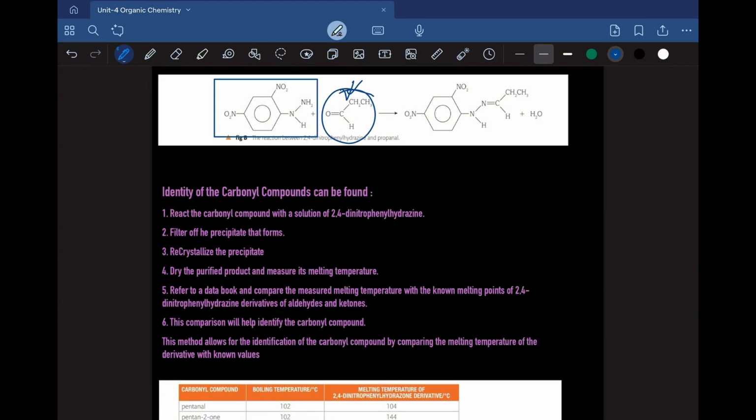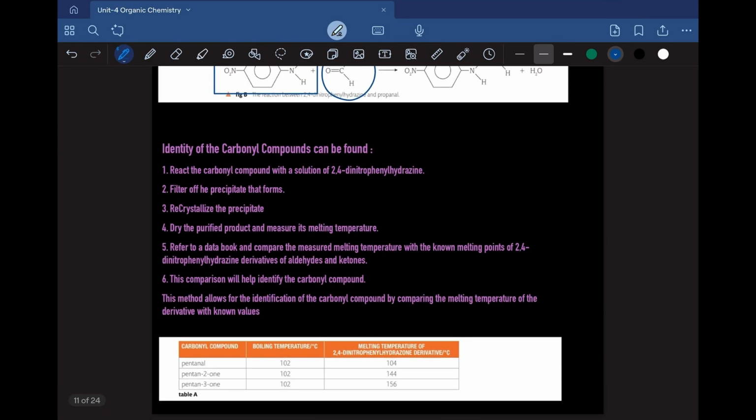a reaction with 2,4-dinitrophenylhydrazine to figure out whether it is a carbonyl compound or not, or whether it is an ester, acyl chloride or carboxylic acid. This is how we will figure out. So, identity of the carbonyl compound.